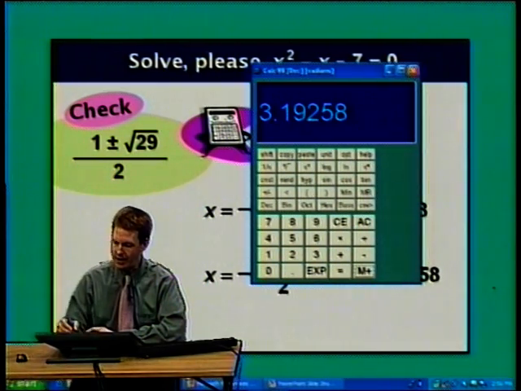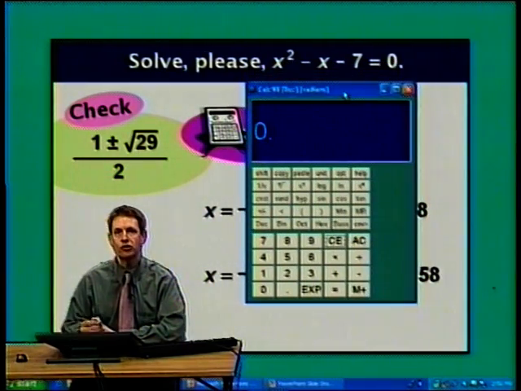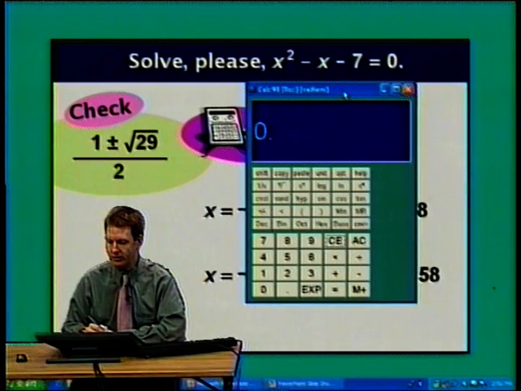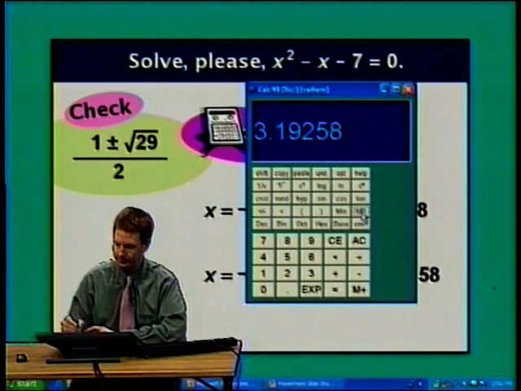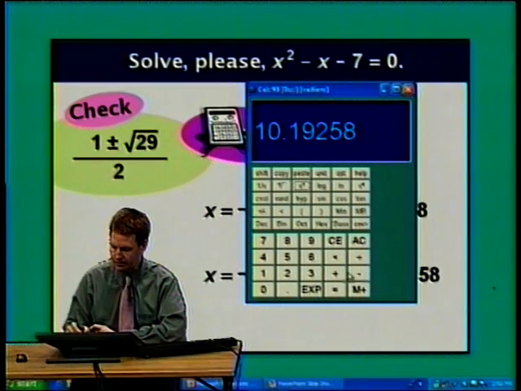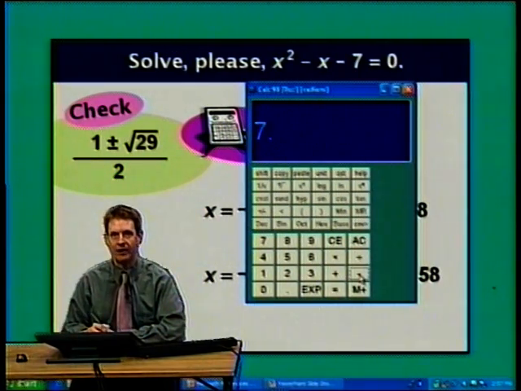Now I'm going to clear my screen and check this answer. So let's get the number from memory back on the screen. On this calculator, I do that with the MR key. I need to square that number. Now I need to subtract. Let's get the number in memory back on our screen, and then I need to subtract 7.